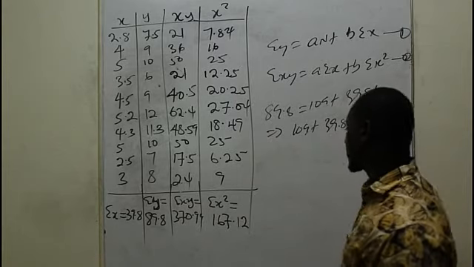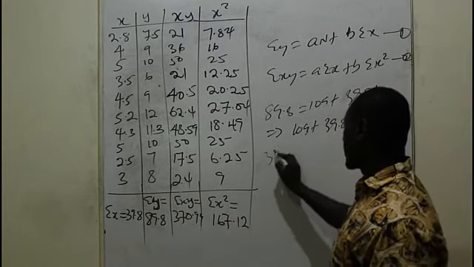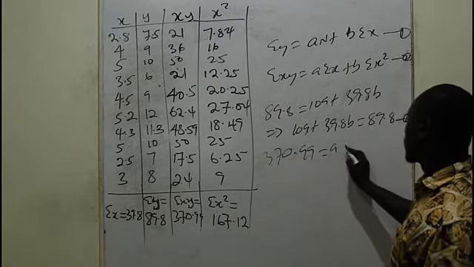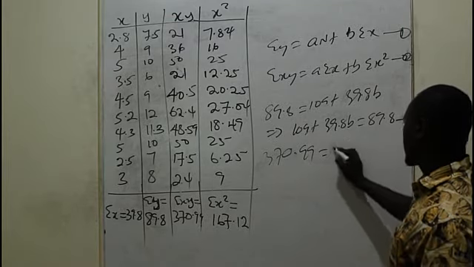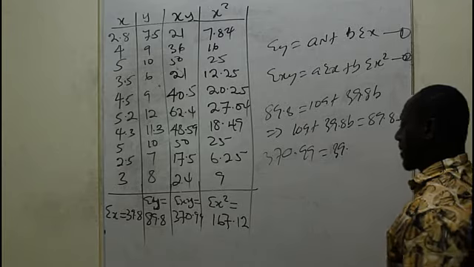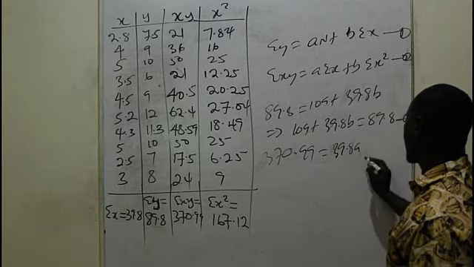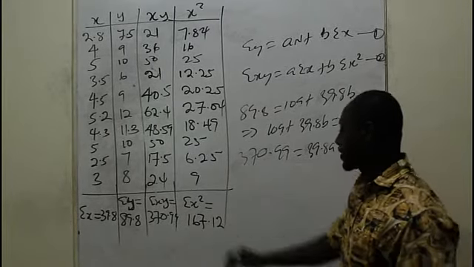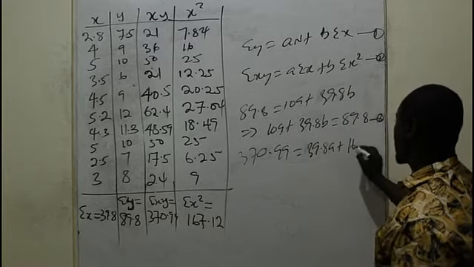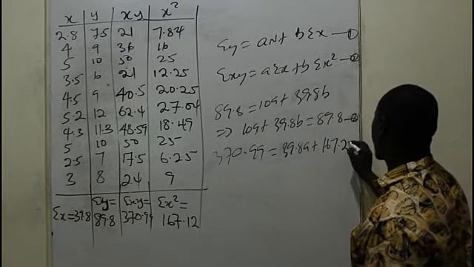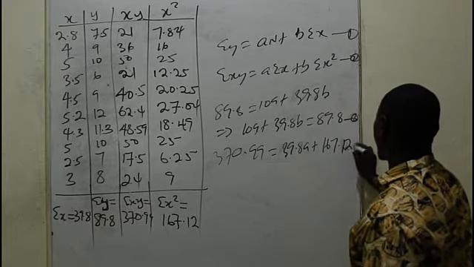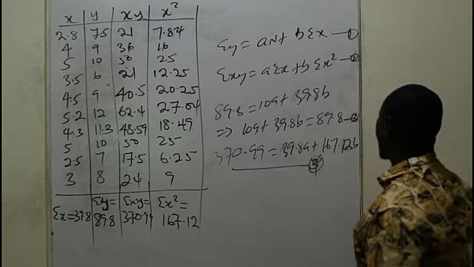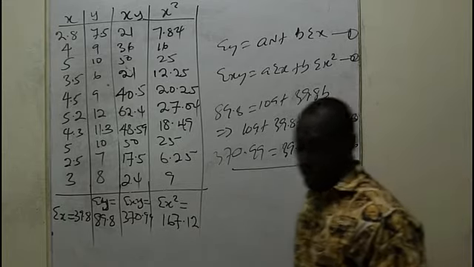So in equation 2, summation of xy. Summation of xy is what? 370.99 is equal to a, I don't know, times summation of x, which is 39.8a plus b, I don't know, but I know summation of x squared. The summation of x squared is what? 167.12b. And so I can name this equation as equation 4. So I'm going to solve equation 4 and equation 3 simultaneously.